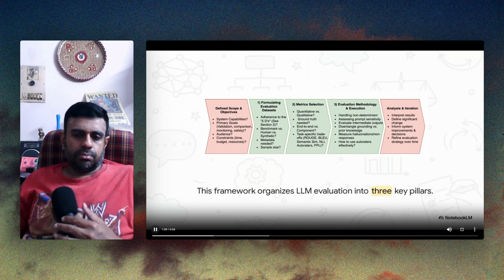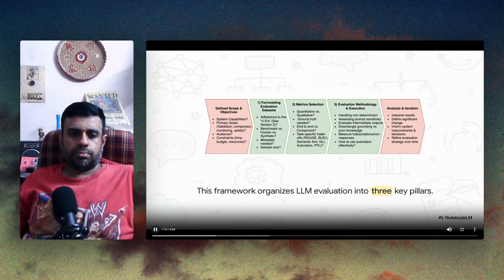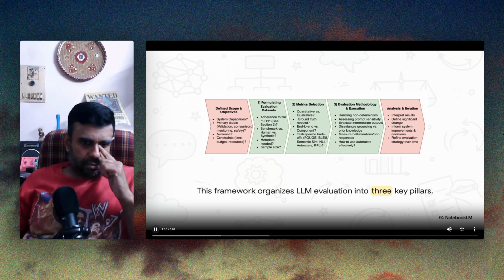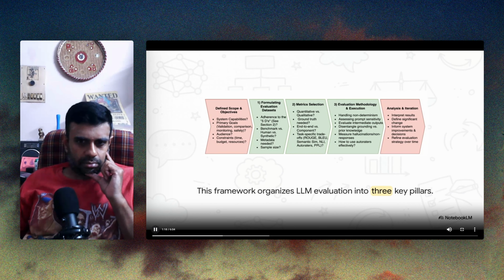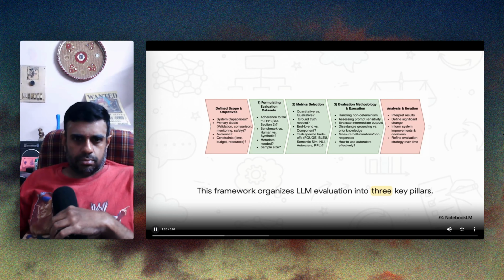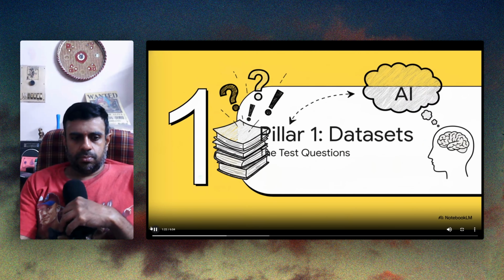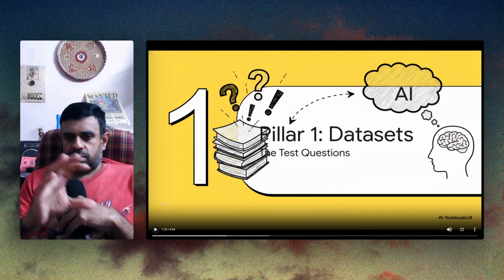It takes this super complex process and breaks it down into 3 main pillars. So think of it like this. First, you need the right test questions. That's your data sets. Second, you need a fair grading system. Those are your metrics. And third, you need to run the exam properly, and that's all about your methodology. All right, let's dive in.